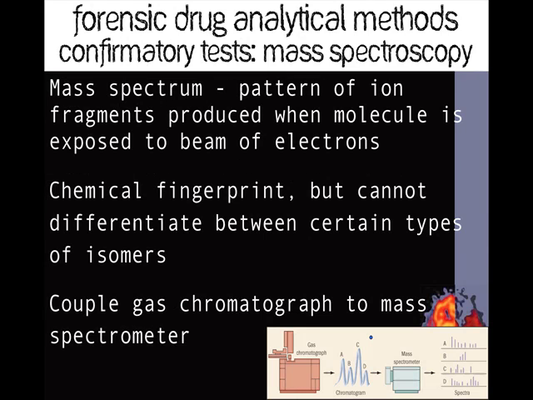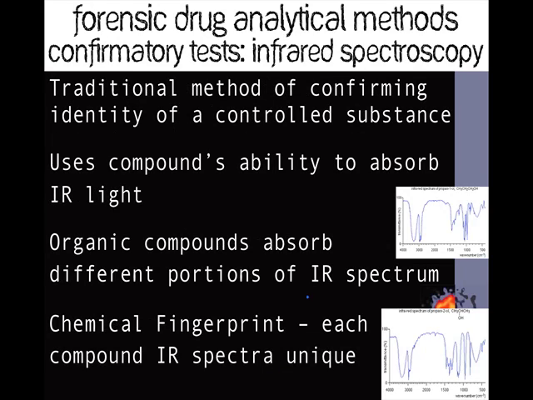And then the confirmatory test is mass spectroscopy, which uses the pattern of ions produced when a molecule is exposed to a beam of electrons, and then you get a chemical fingerprint. Typically you couple gas chromatography with mass spectroscopy. And there's infrared spectroscopy. This is a traditional method of confirming the identity of a controlled substance. It uses the compound's ability to absorb infrared light. Organic compounds absorb different portions of the infrared spectrum, and you get a chemical fingerprint with this as well.